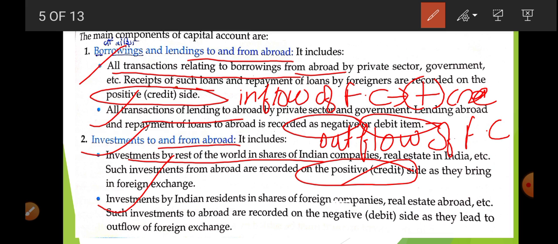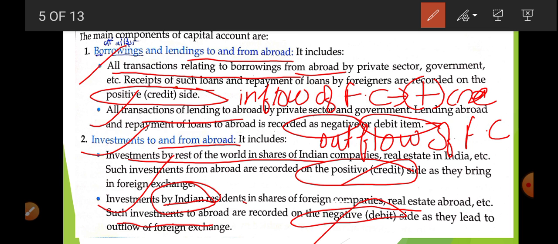Now, investment by Indians is going to be recorded on the negative side, that is, the debit side. Why? Because there will be an outflow of foreign currency. Take any example, like if Mukesh Ambani is going to make an investment of 2000 crore or 100 crore in any other country, there will be an outflow of foreign currency. So it is recorded on which side? Debit side. So remember, inflow is always recorded on the credit side, outflow is always recorded on the debit side.